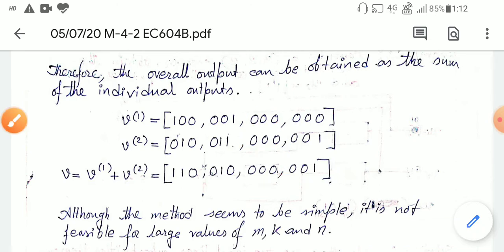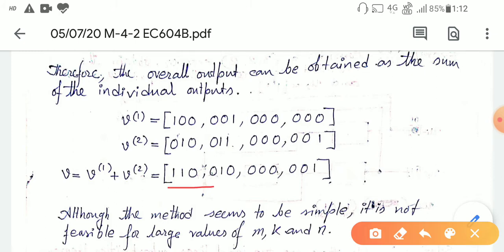So ultimately, we can identify that the total encoded value for these two inputs will be 1 1 0, 0 1 0, triple 0 and 0 0 1.